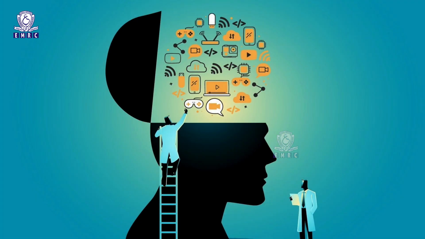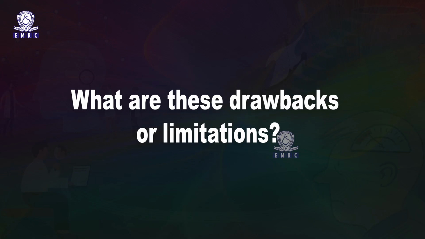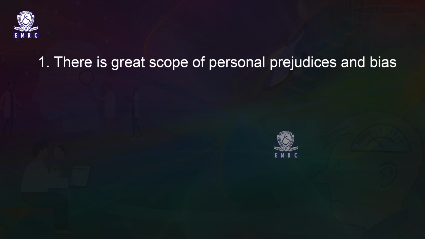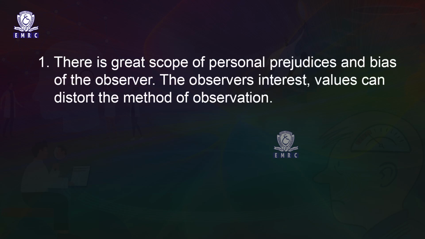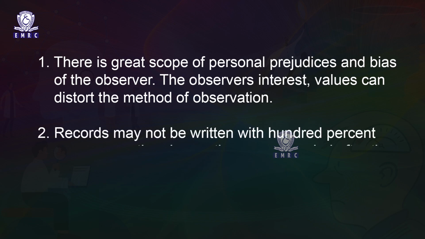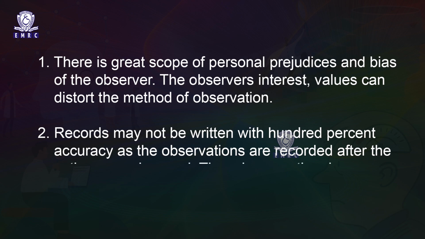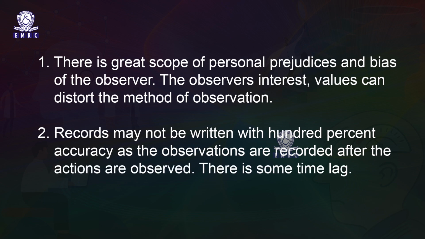Although observation is regarded as an efficient method of psychological studies, it suffers from a few drawbacks. Now, what are these drawbacks or limitations? Firstly, there is a great scope of personal prejudice and bias of the observer. The observer's interests and values can distort the observation. Then the second disadvantage is records may not be written with 100% accuracy as observations are recorded after the actions are observed. There is some kind of time lag.